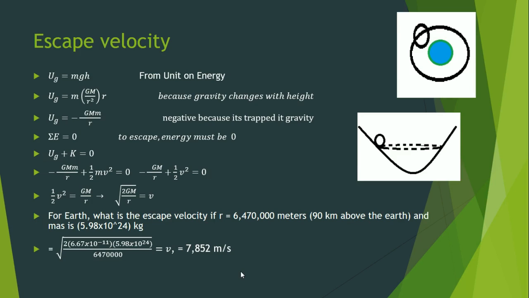So you really need to move very, very fast to escape planet Earth, or pretty much any planet. Even to escape the moon, you need about 2,000 or 3,000 meters per second. So that is very, very fast.